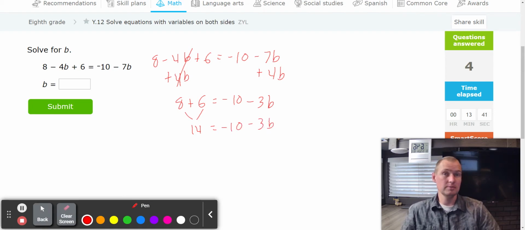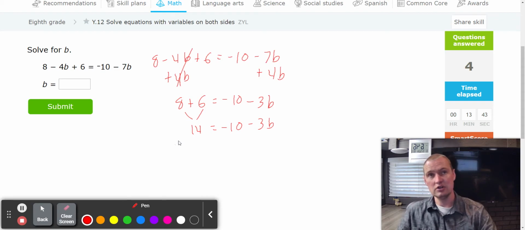Now we're back to a two-step equation again. In a two-step equation, we need to add and subtract first before multiplying and dividing. So we could add 10 on both sides. If I add 10 to the right, better add 10 to the left. So 14 plus 10 is 24 equals negative 10 plus 10, which cancel out because they're opposites, and negative 3b comes down.